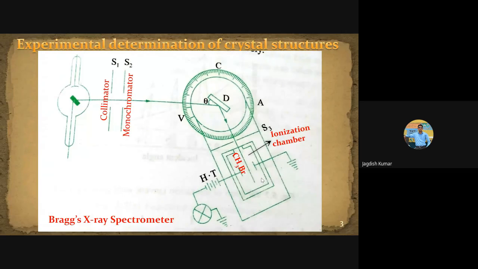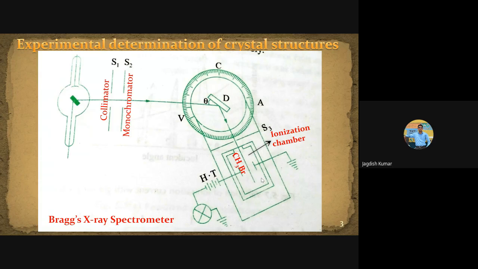So this whole setup was designed by Bragg, and that is why it is called Bragg's X-ray spectrometer, and that is how we can measure 2 theta versus intensity. And then from that data of 2 theta versus intensity, we can get back the information of the crystal structure. So how do we get the information back?